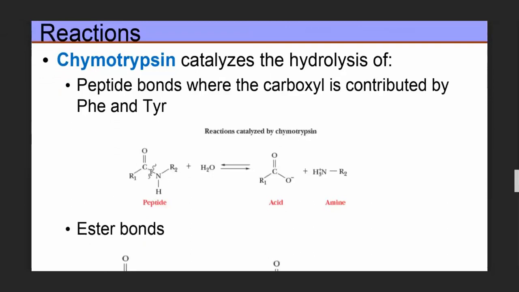So if you have a peptide bond like this, here you have R1 and R2. This is, for example, a dipeptide, and the cleavage occurs here. You need water to form acid plus amine.